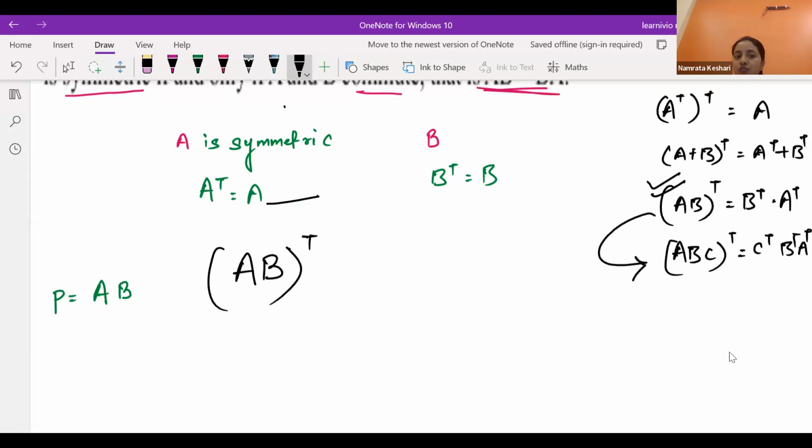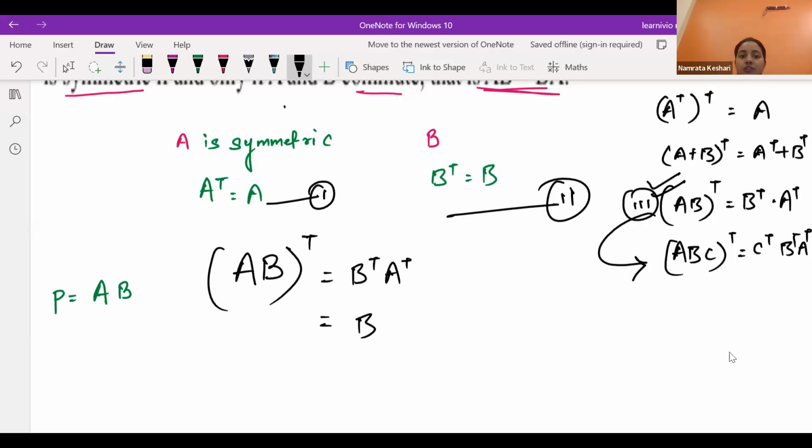We have one relation over here and another relation in hand, since it was written in the question that A is symmetric and B is symmetric. So if we use property number 3, we can say that this will be B transpose into A transpose, right? Yeah. That means B transpose is just B, A transpose is just A, from equations 1 and 2, right? Yeah.